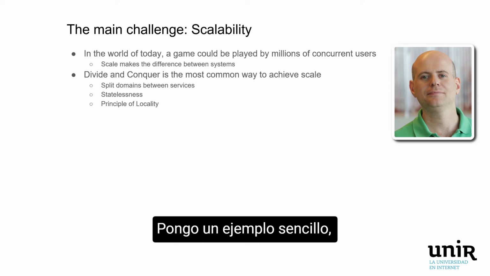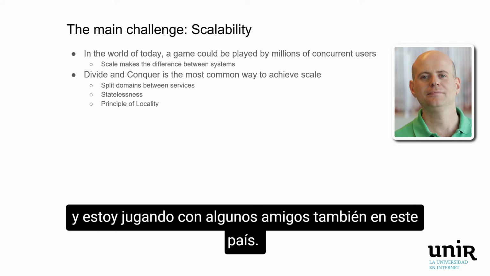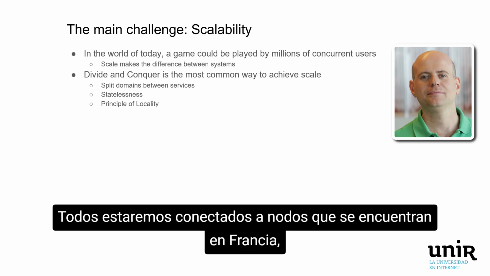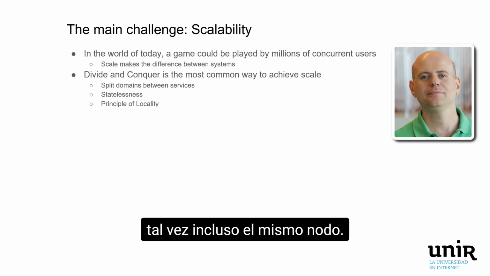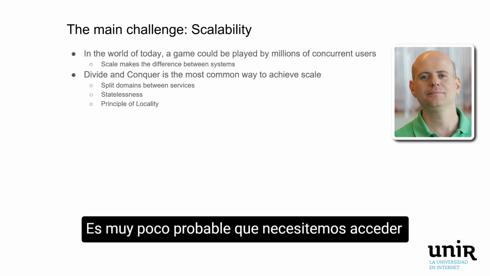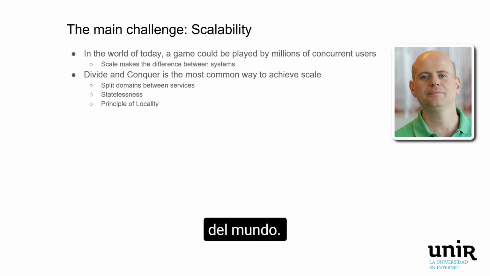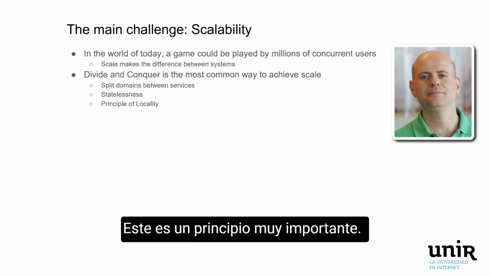Just to make a simple example, let's say that I am in France and I'm playing with some friends in France. That is a great example of the principle of locality. We will all be connecting to nodes which are located in France, maybe all the same node even, and it is extremely unlikely that we will need to access information or services or data which comes from other parts of the world. Okay, this is a very, very important principle.